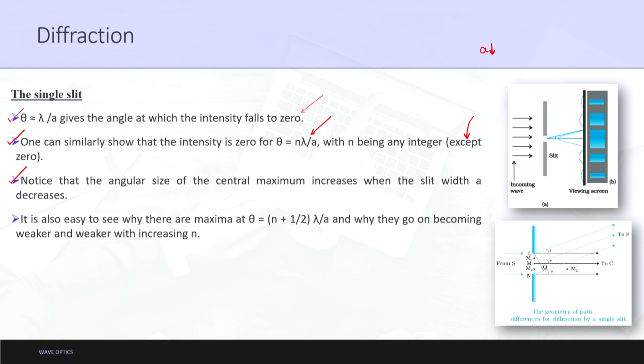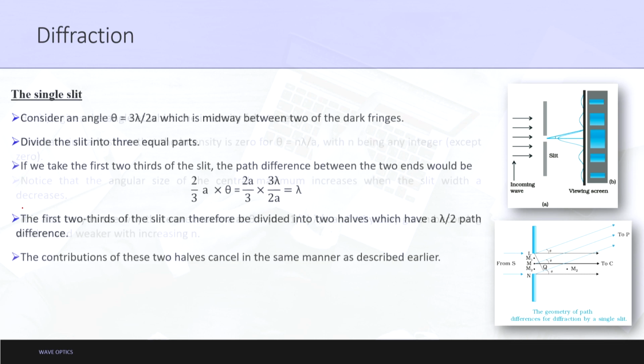Now it is also easy to see why there are maxima at theta equal to n plus 1 by 2 into lambda by a. We need to understand why, as the path difference goes on increasing, there is a decrease in the intensity, and why the maxima go on becoming weaker and weaker with increasing n. So in the next slide let us move on to this concept. Please look over here carefully, very interesting concept.